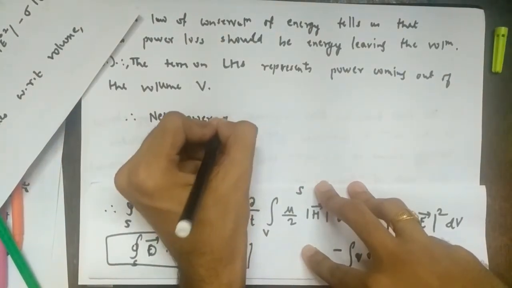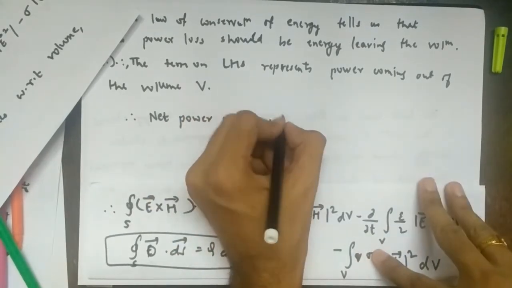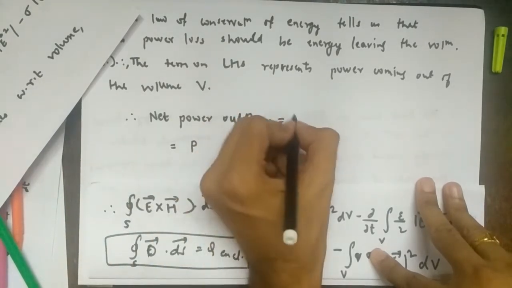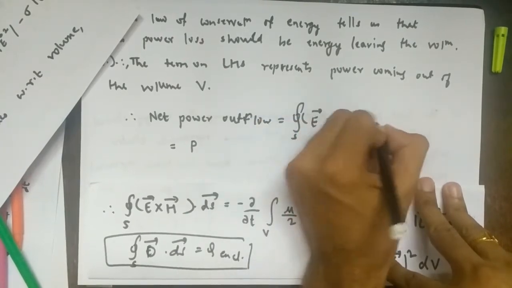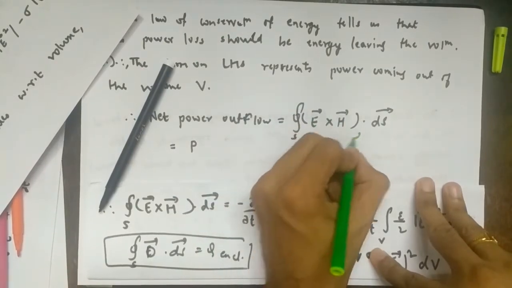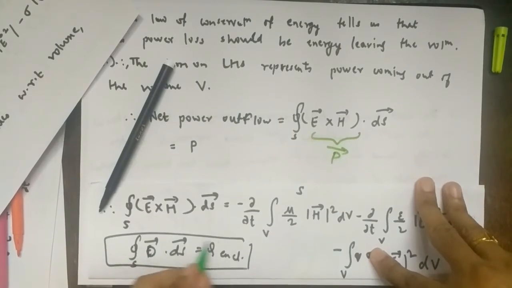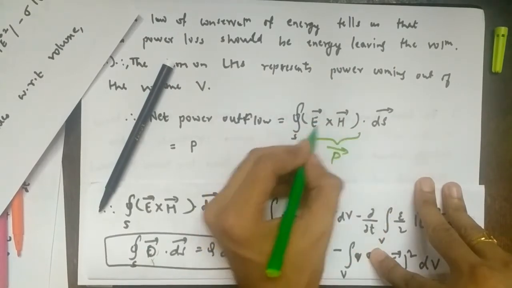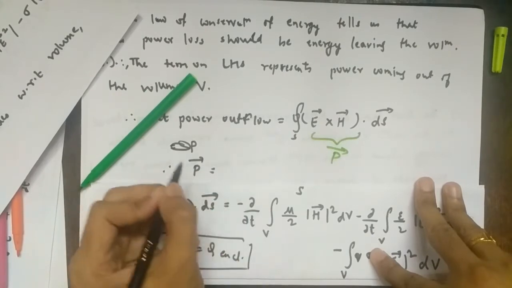So therefore, net power outflow is what? Net power outflow is the closed surface integral of E vector cross H vector dot dS vector. What does this indicate? This is the total amount of power coming out of the volume. This is the power P vector, in the same way that this is the total amount of electric flux density. So this is electric flux density, and this is the total amount of power coming out of the surface. So this is power, and we have found the power expression that we wanted.